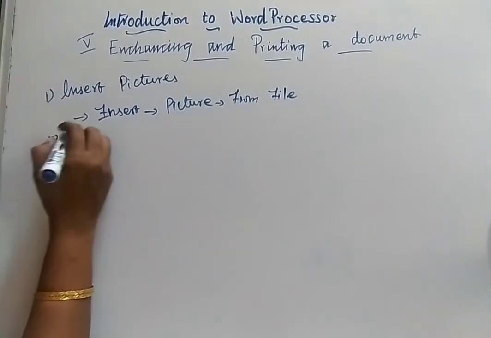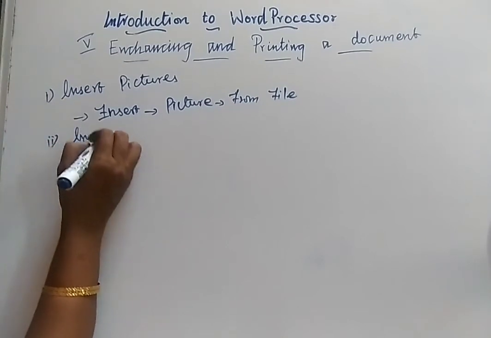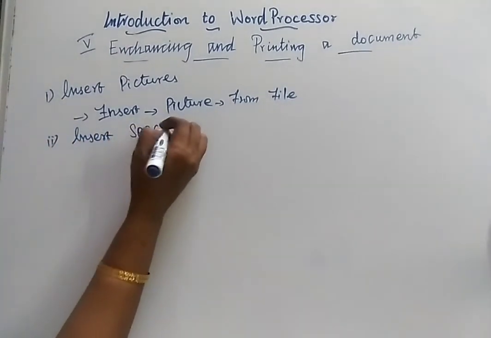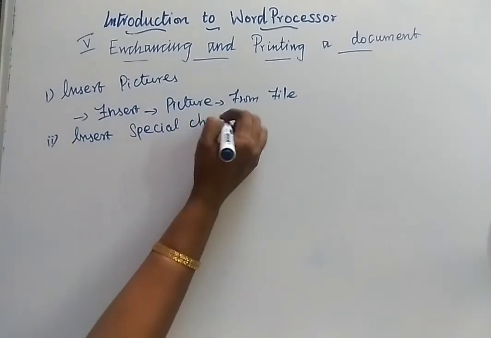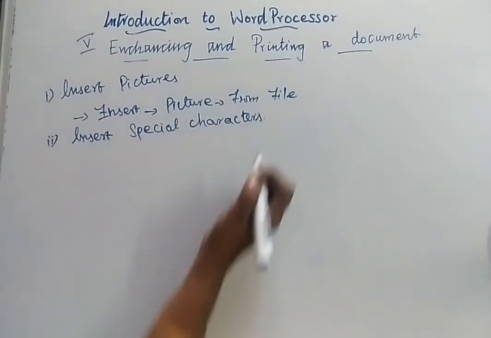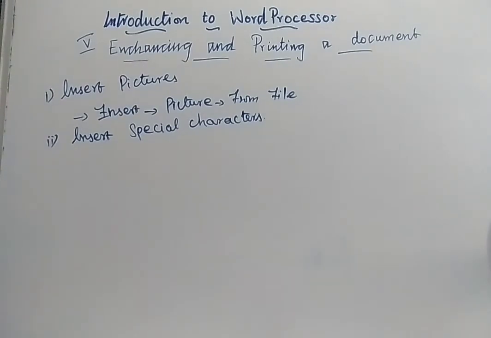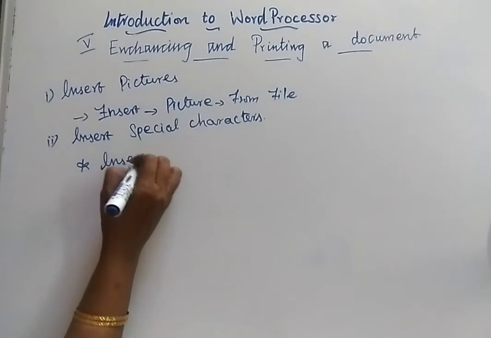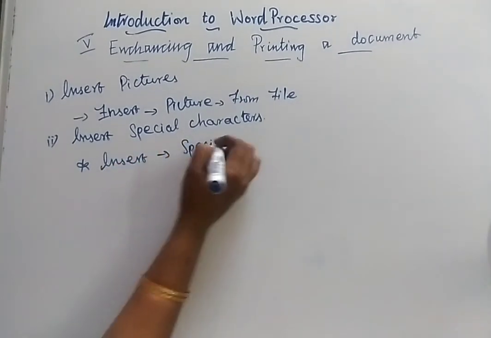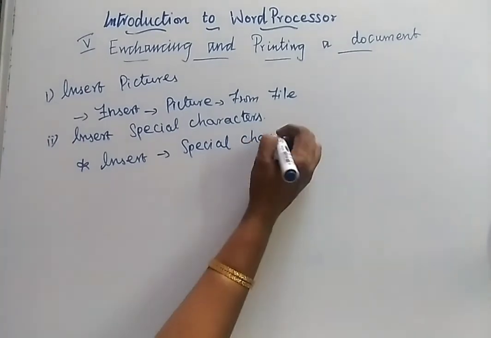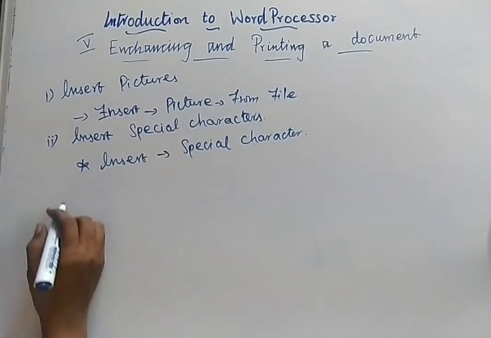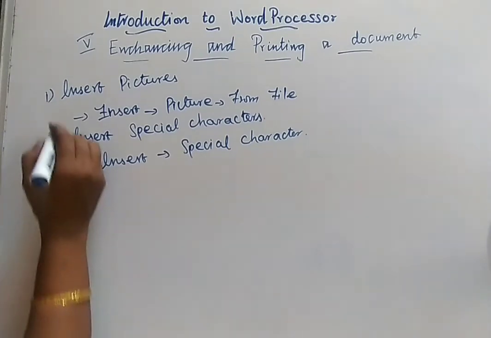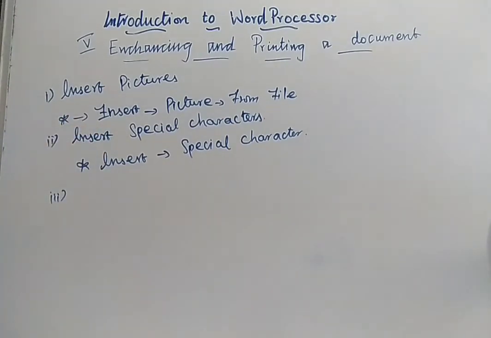The next one is insert special characters. When you are in need of mathematical equations or chemical equations, you will need to insert special characters. For that, you have to click Insert, Special Characters. So the special character dialog box will be displayed for you. In that you can select the needed one. If the needed one is not available, what you have to do? You have to change the font name. Based upon that font name, the special characters will be displayed for you.